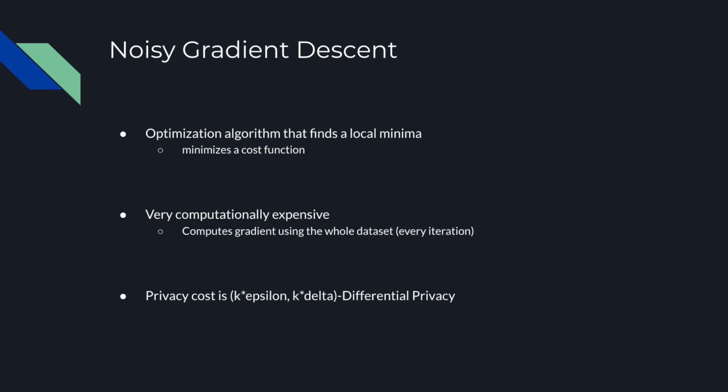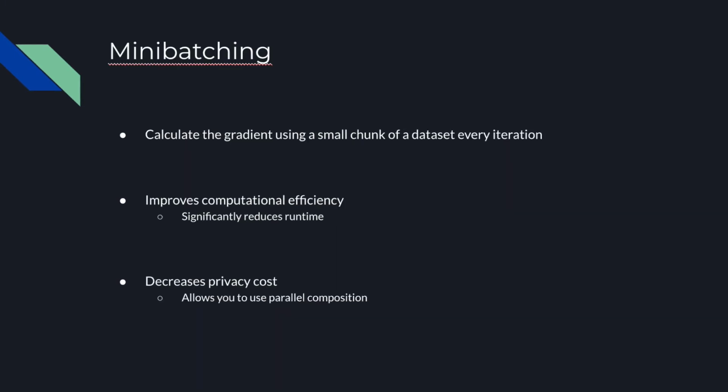Noisy gradient descent is an optimization algorithm that finds a local minima. It is used to minimize a cost function, but it has a couple of big downsides. The first being that it's very computationally expensive. When computing a gradient, it uses the whole dataset every iteration. Another downside is the privacy cost, which is k times epsilon, k times delta differential privacy.